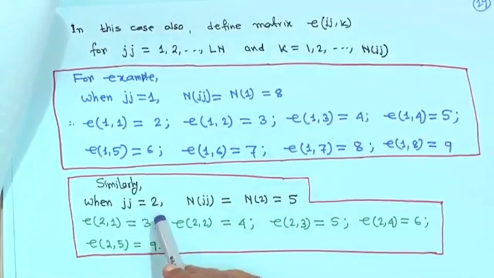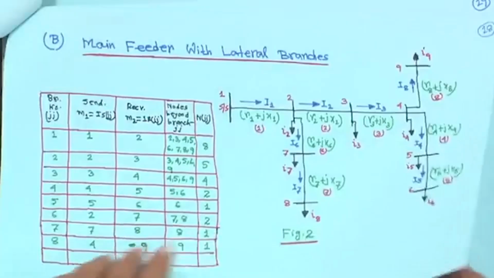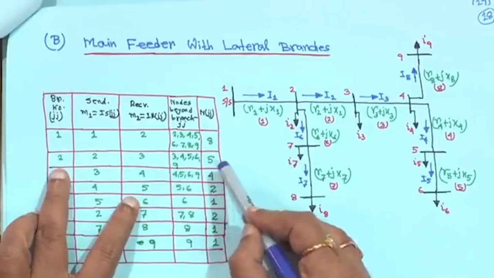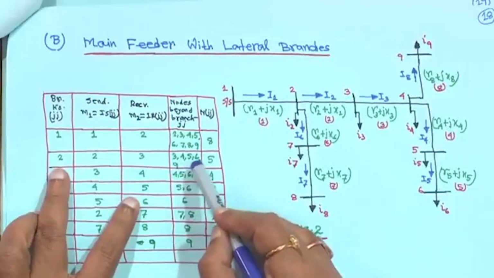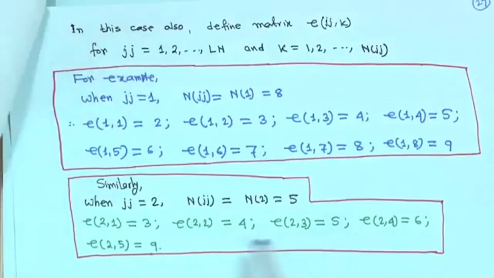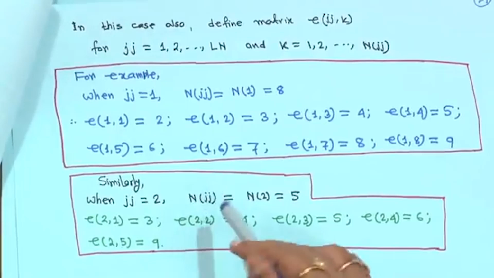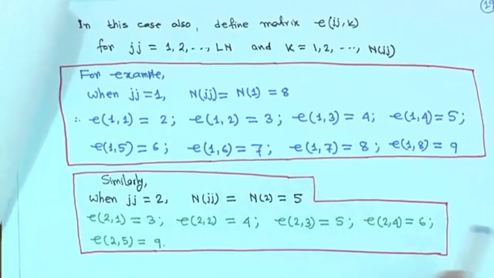Similarly, when Jj is equal to 2, Njj is equal to N2 is equal to 5, right. Look at this, when Jj is equal to 2, N2 is 5, and that means your E21 is 3, E22 is 4, E23 is 5, E24 is 6, E25 is 9. Look at that, E21 is 3, E22 is equal to 4, E23 is equal to 5, E24 is equal to 6, E25 is equal to 9. This way, I have given you these elements such that you can easily form the matrix and put it in the computer for reading.